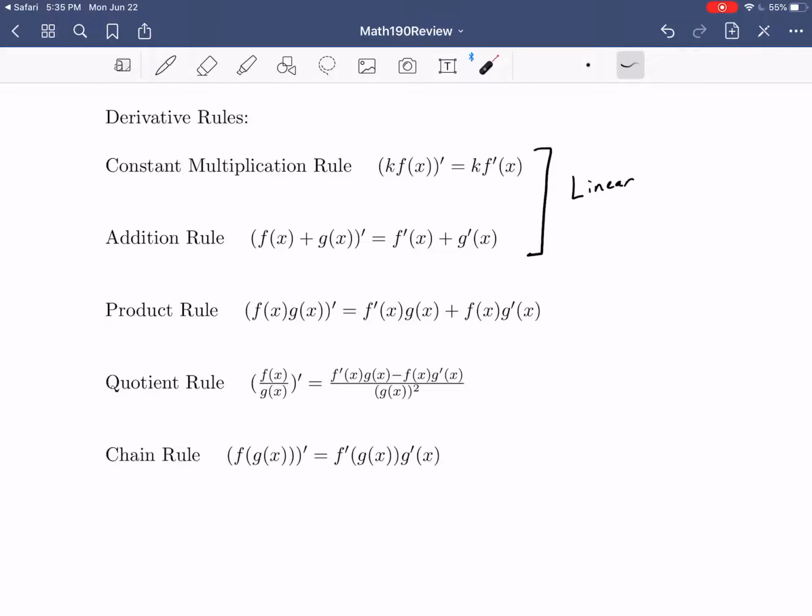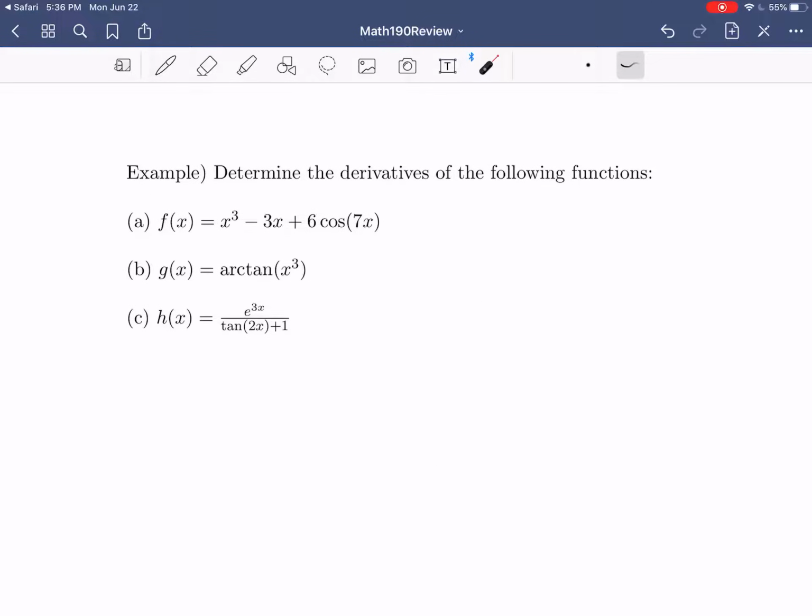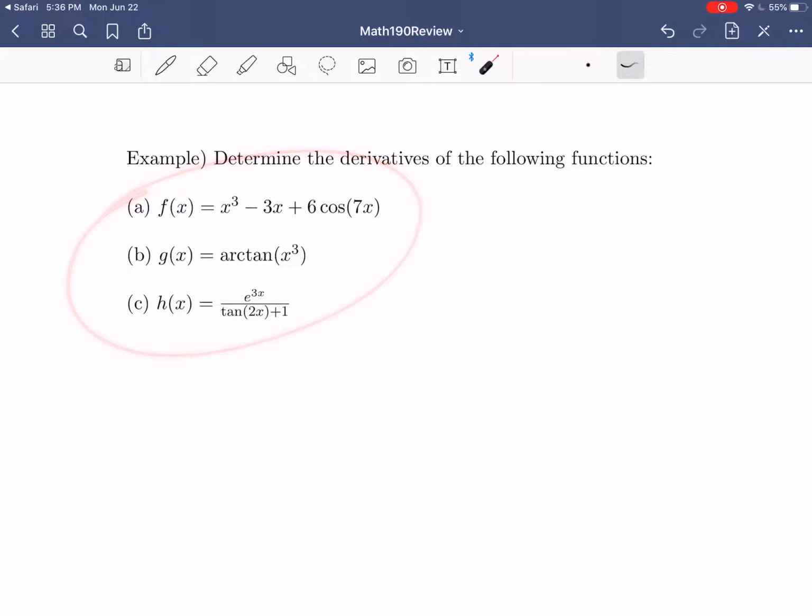Real quick, before we change gears and start talking about integration or anti-differentiation, let's go ahead and just take a quick look at a couple examples here. So here's a couple functions. We're just going to try to determine the derivatives of each of these.